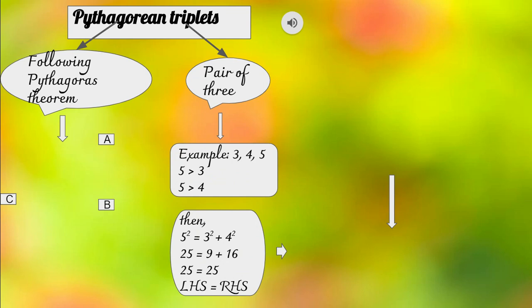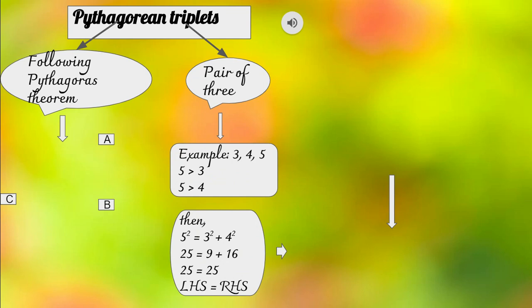And what are these individual numbers called? These are called the members of the Pythagorean triplet. For example, here 3 is a member of the Pythagorean triplet, 4 is a member, and 5 is also a member of the Pythagorean triplet. So, 3, 4, 5 forms a Pythagorean triplet.